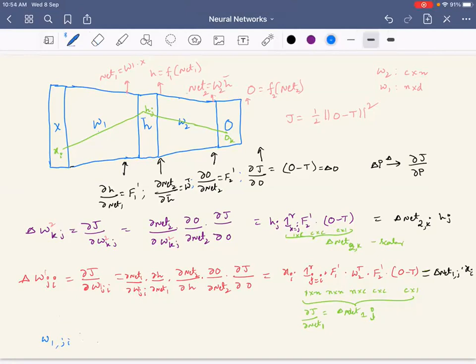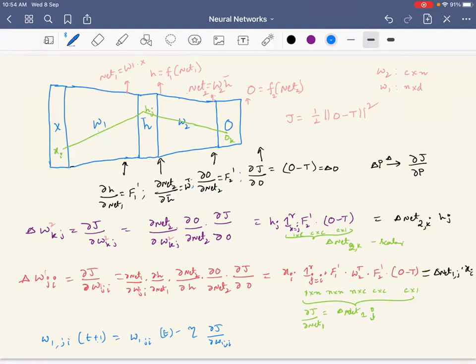Updating the weights through gradient descent. W1 is a matrix, and W1_ji is an element of it. So W1_ji is updated as W1_ji minus eta times dou Z by dou W1_ji. Fine or not? This is how I update, right?